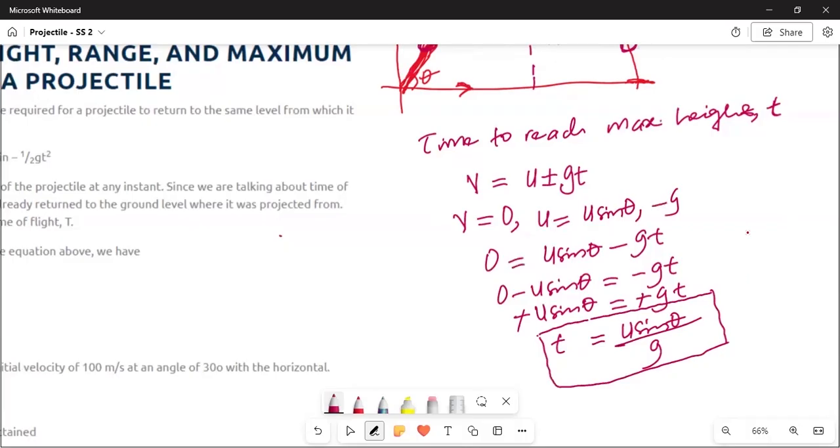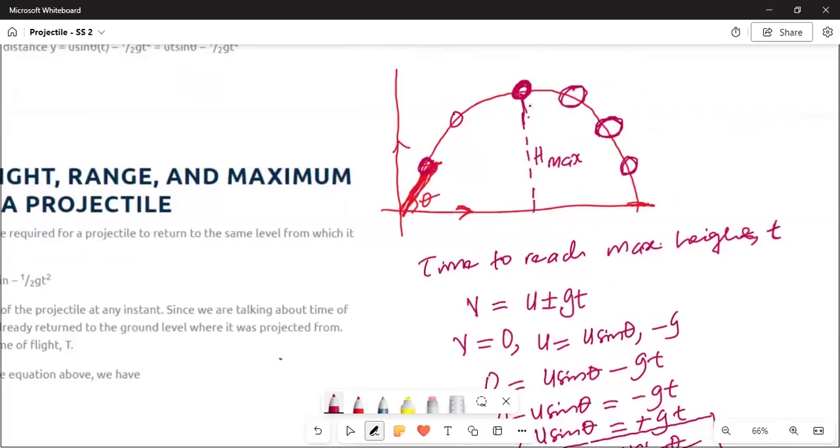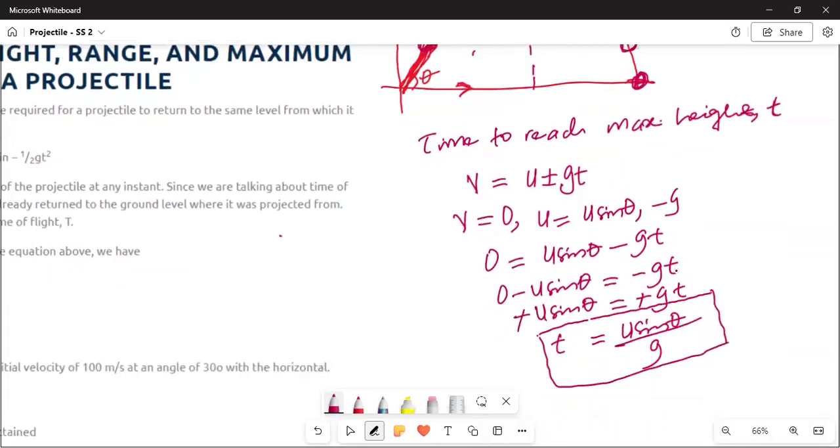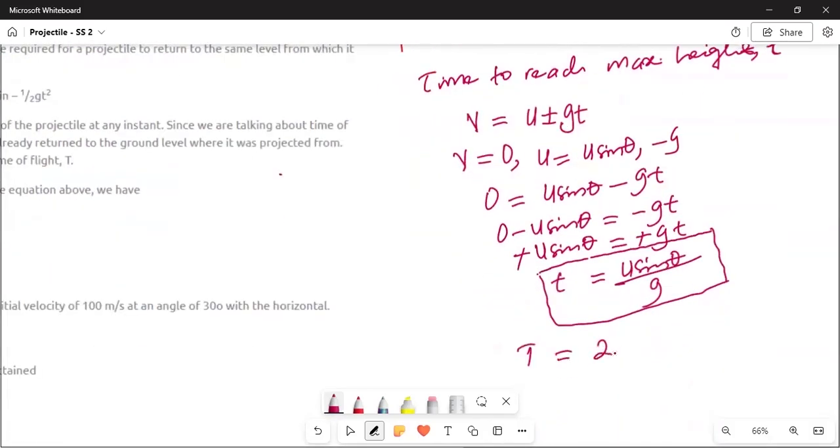I mentioned earlier that the time taken for this projectile to reach maximum height is the same as the time taken to fall from maximum height to the ground. So if the time taken to reach maximum height is small letter t, it is the same t that it will take to fall from that maximum height to the ground. For example, let's say the time is 2 seconds, it's the same 2 seconds it's going to take to fall to the ground. So as such, the time of flight, which is capital T, is 2 times the time to reach maximum height. That is T equal to 2 u sine theta over g.